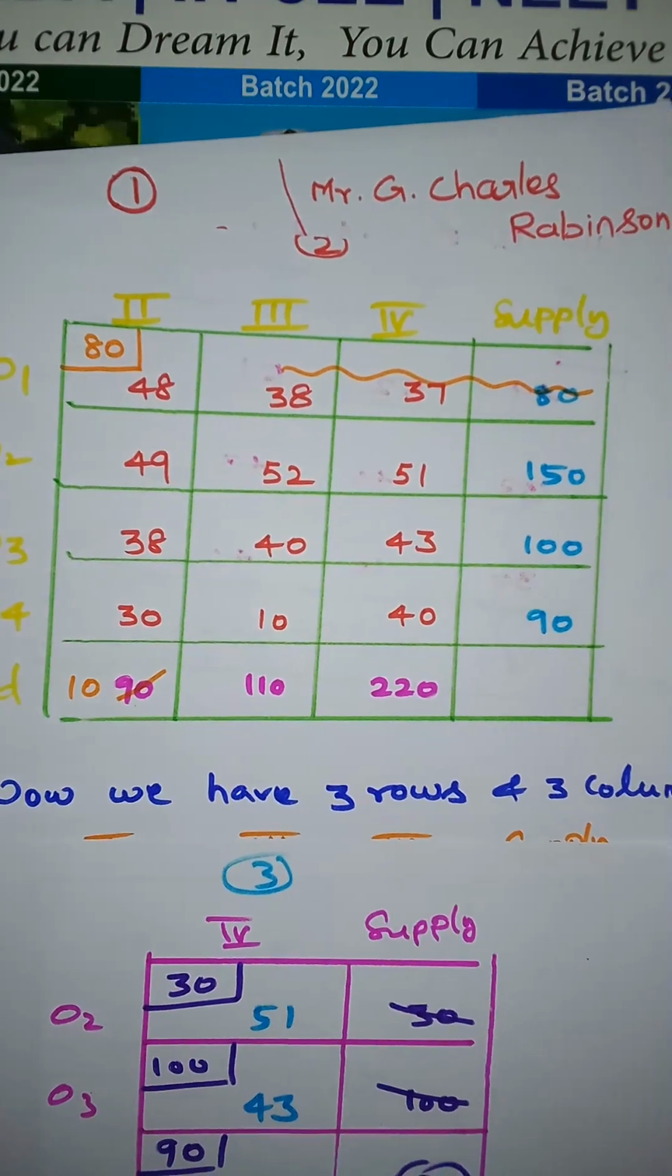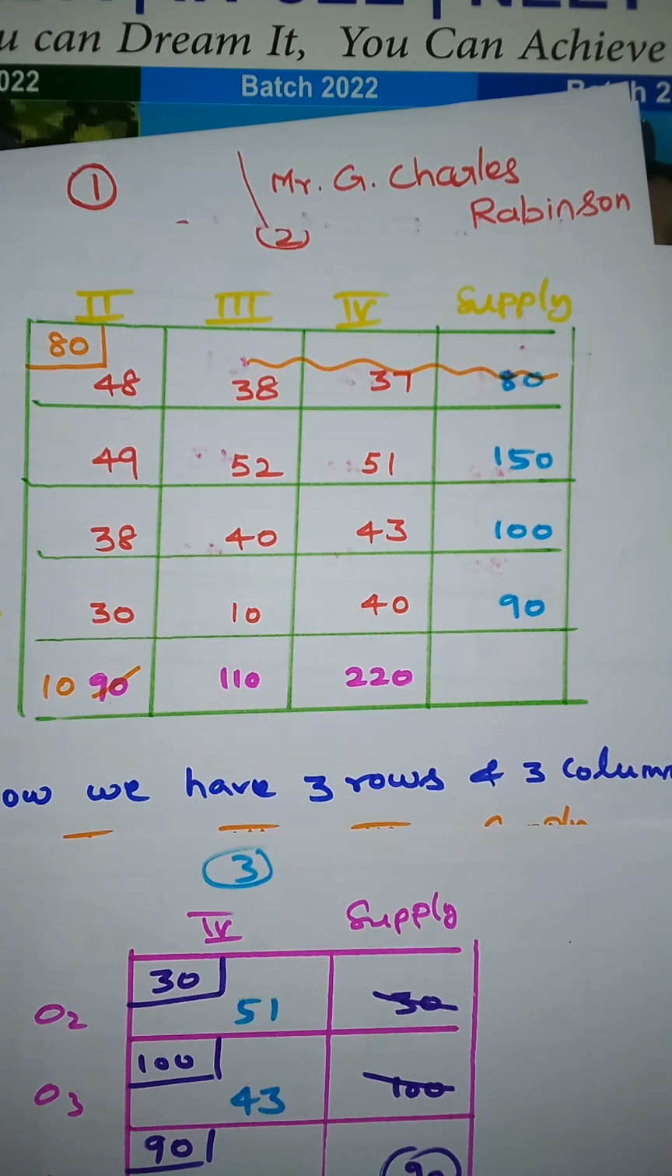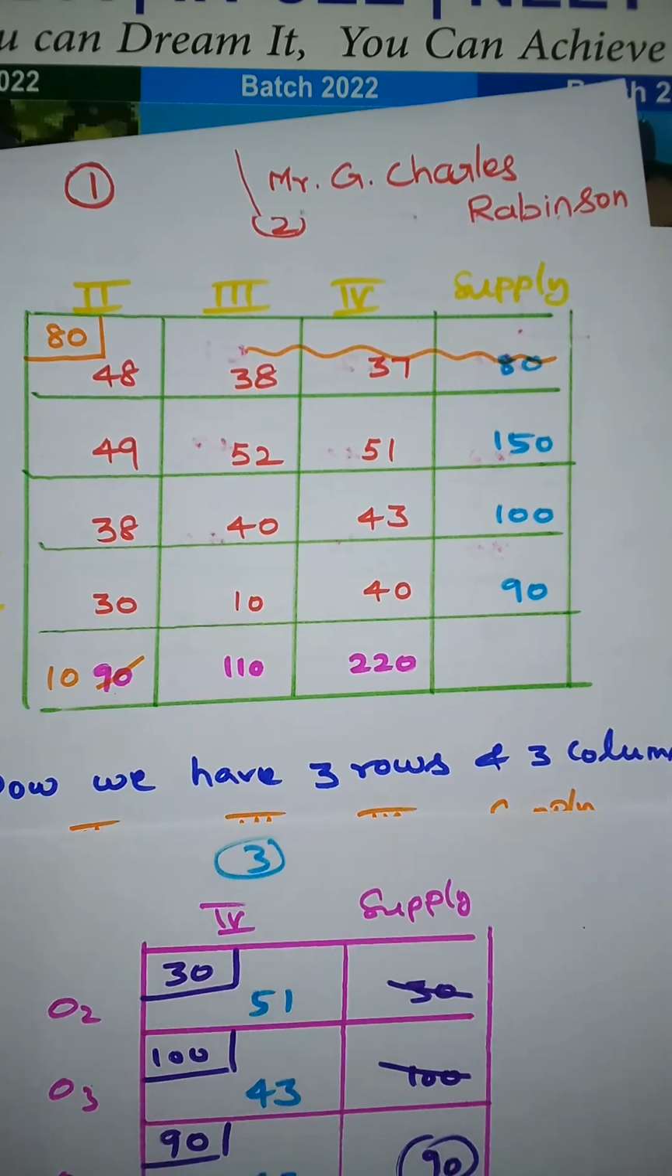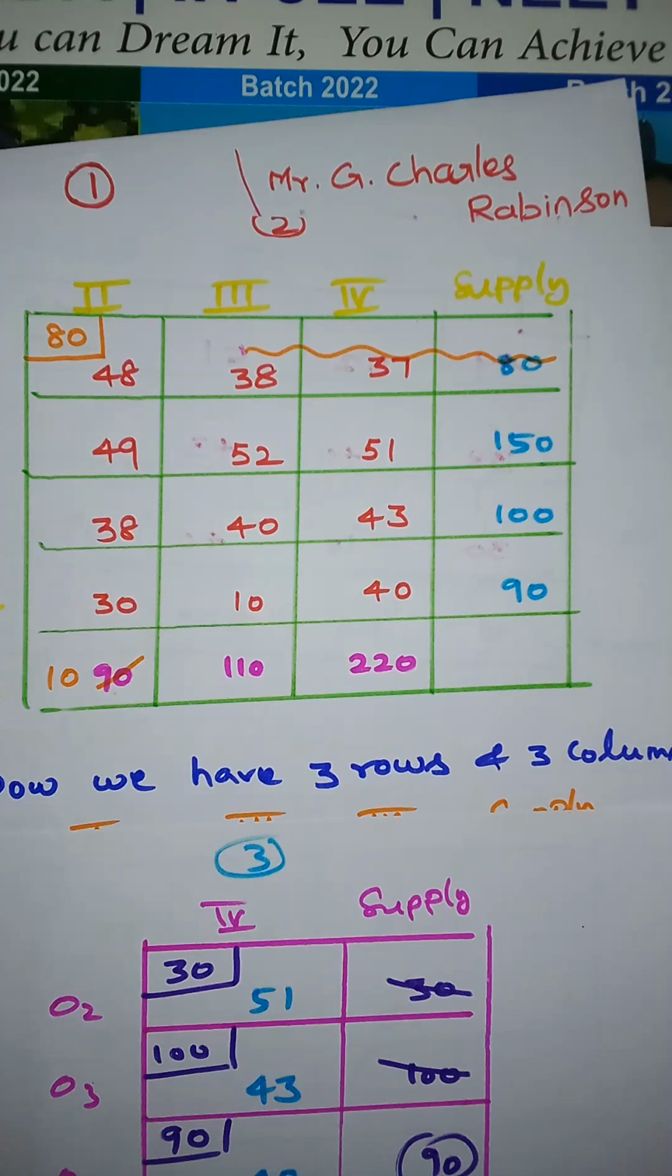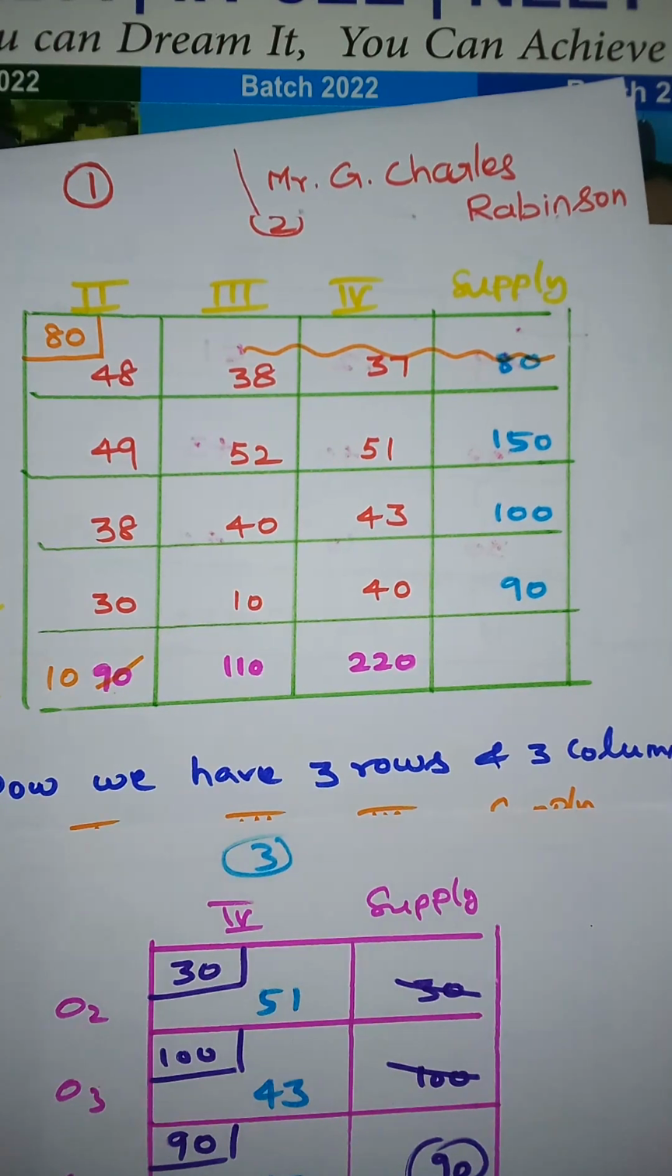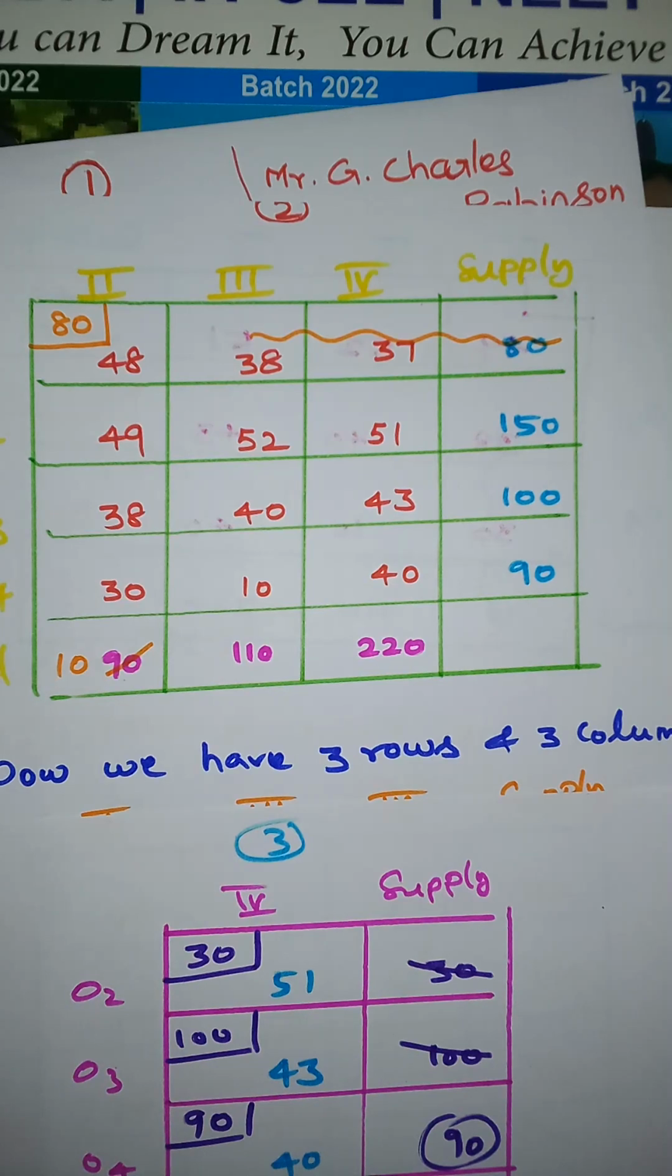See, 48 is the corner cell. See both sides, 80 and 90. Which is the least value? Obviously 80, which is taken from the supply side. I am going to allocate that 80 to that particular cell. Then the other cells in the row will be cancelled. Then go to the demand side: 90 becomes 10. Now the first row is cancelled. Now we have three rows and three columns.